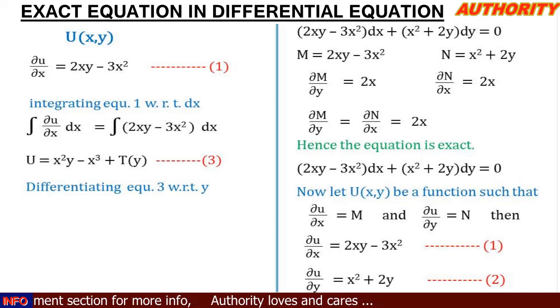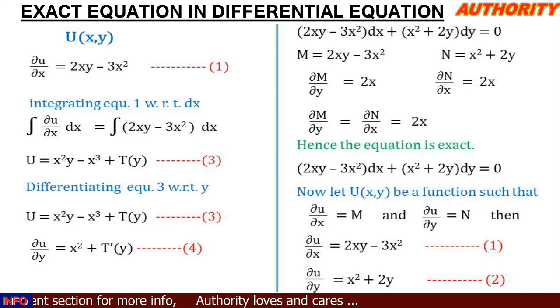It's because of the t of y that we differentiate with respect to y. All right? Good. Now, that means the partial derivative of u with respect to y is equal to, when we differentiate x squared y partially with respect to y, what are we going to have? We're going to have x squared.